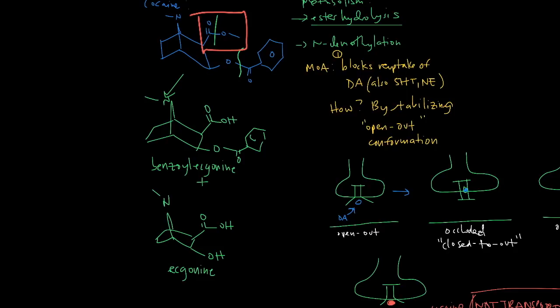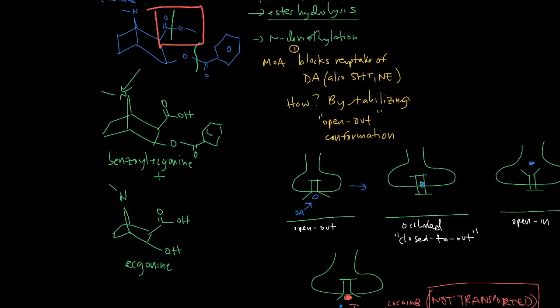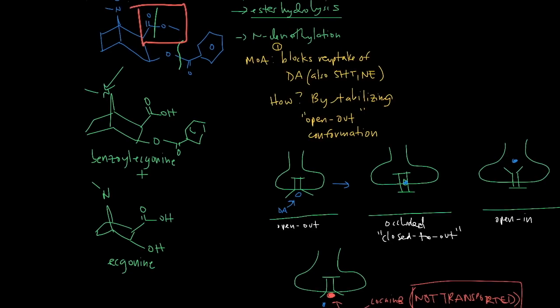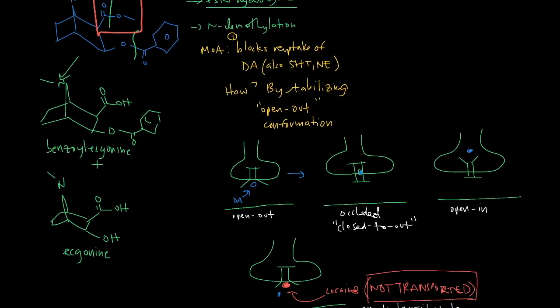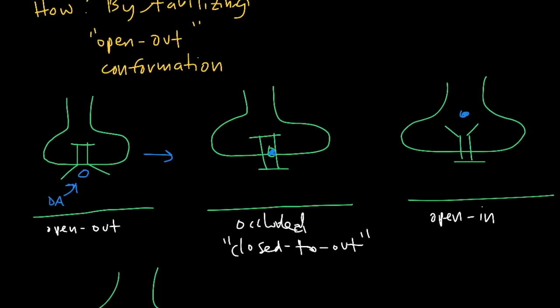Cocaine goes to ester hydrolysis and demethylation. Ester hydrolysis is the major one. It works by blocking the reuptake of dopamine. So how does it do that? By stabilizing the open-out conformation. So this is your basic picture of your neuron, your presynaptic neuron, and your postsynaptic neuron. This is your presynaptic neuron, this is your postsynaptic neuron. And this is your dopamine transporter. I should label that.